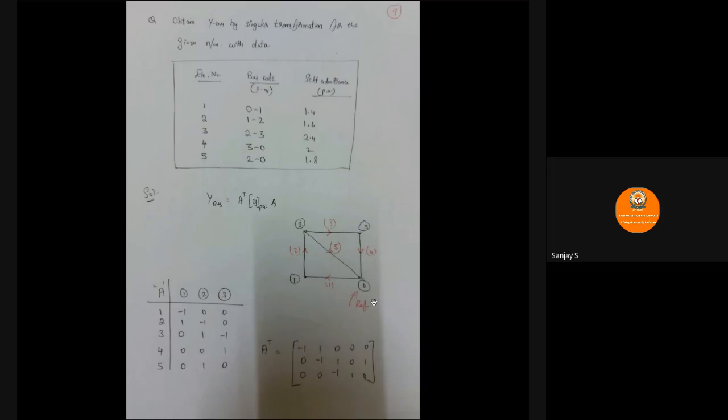So this is the way we draw the oriented graph from the given data. Just consider how many buses are there, represent the buses as nodes, and then elements also we have to represent along with the directions as per the given data. From this oriented graph, we'll have to write the A matrix.